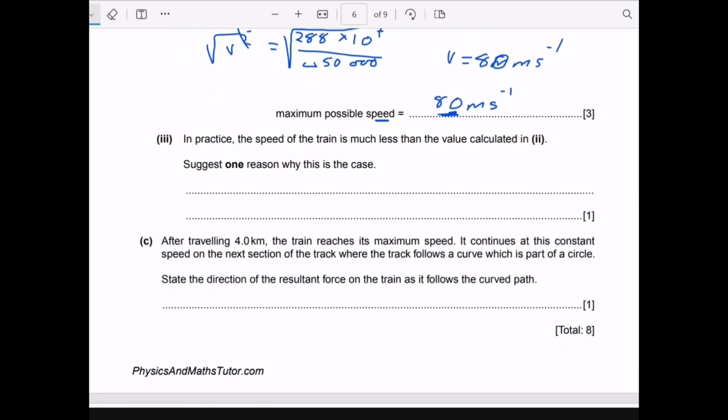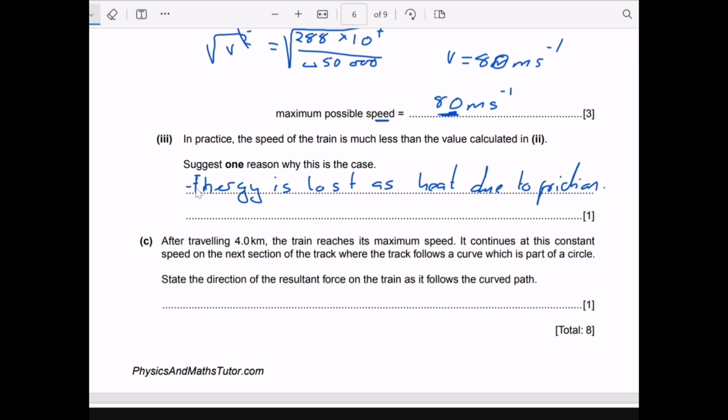Now, part three is saying, in practice, the speed of the train is much less than the value calculated. So we definitely expect a lesser speed, right? Suggest one reason why this is the case. Definitely, some of the energy has been lost, or converted to other energies. So we can simply say energy is lost as heat due to friction.